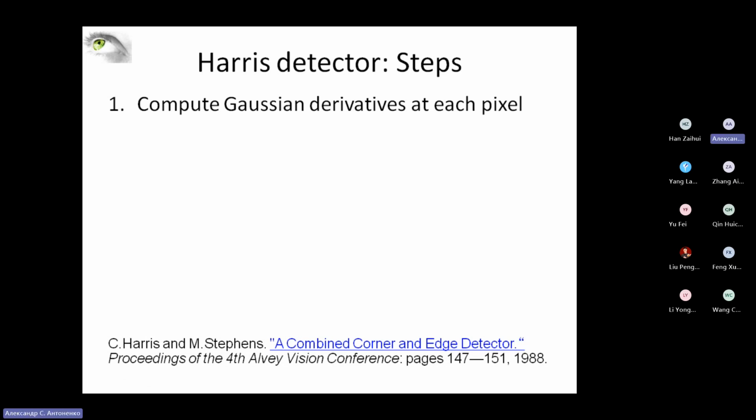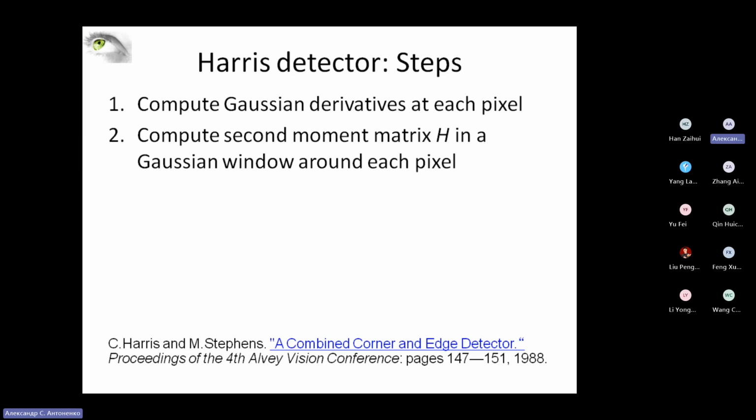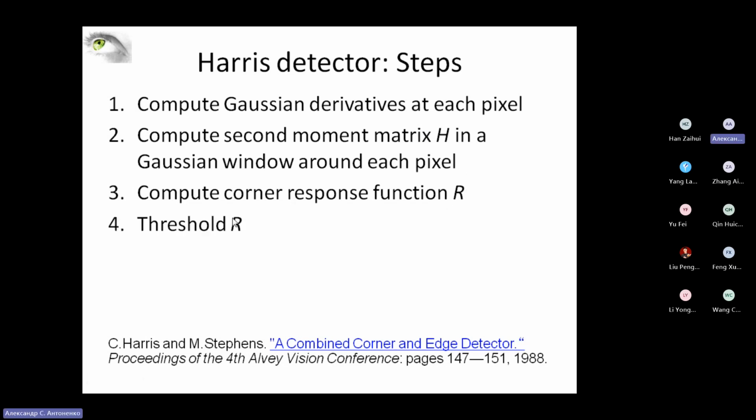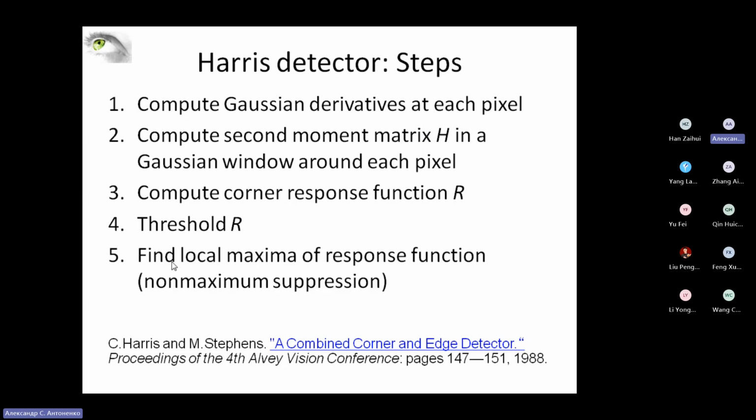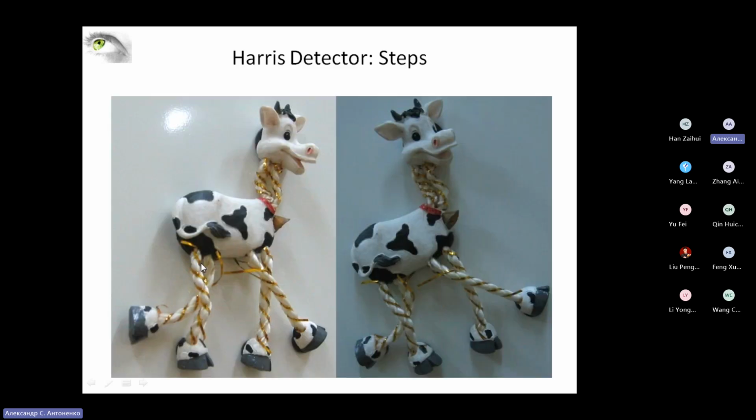We should compute Gaussian derivative at each pixel, compute the second moment matrix H in some Gaussian window around each pixel, then compute the corner response function R, threshold R, and then find local maxima of the response function. So if we have several points with big R, we should leave only the points with maximal R.